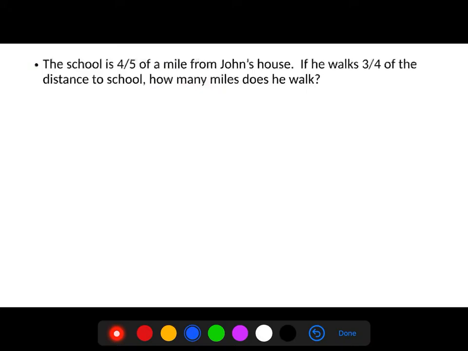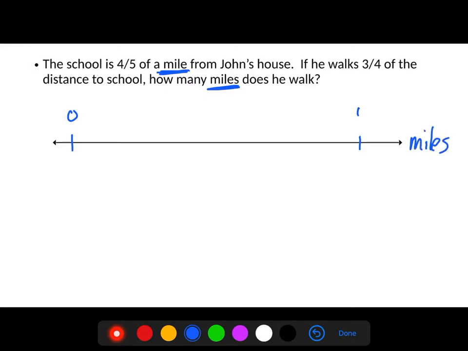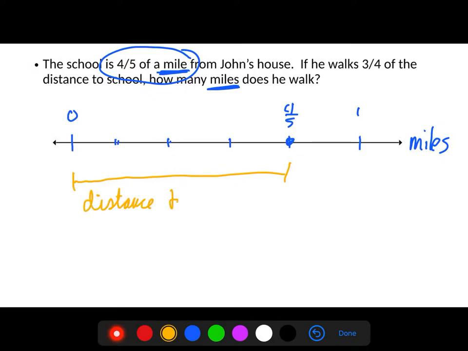So let's see, if we were going to visually solve this, we'd look at what units we are talking about. We're talking about miles. So I want to draw miles to start with, and I'm going to draw 1 mile. Now I have my units, and then I'm going to come in and draw my 4/5 of a mile. So let's see if I can do roughly 4/5 here. So this is 1/5, 2/5, 3/5, 4/5 of a mile. So that is the distance to school.